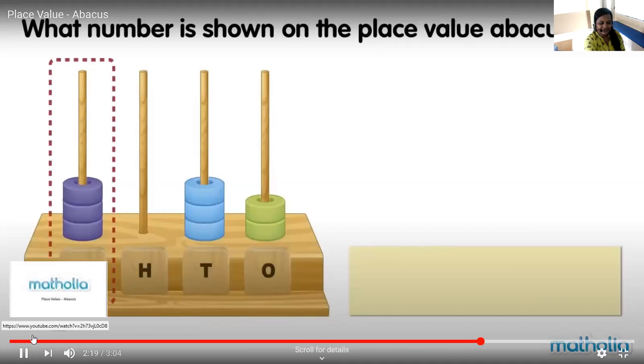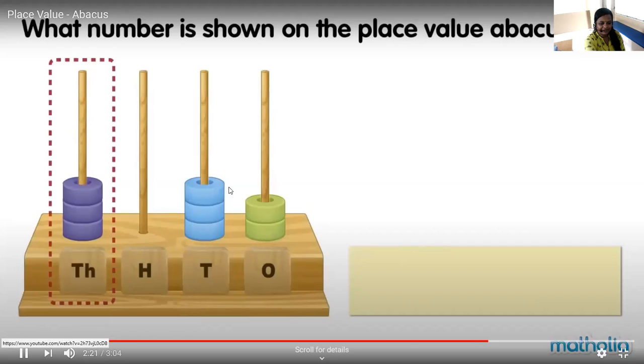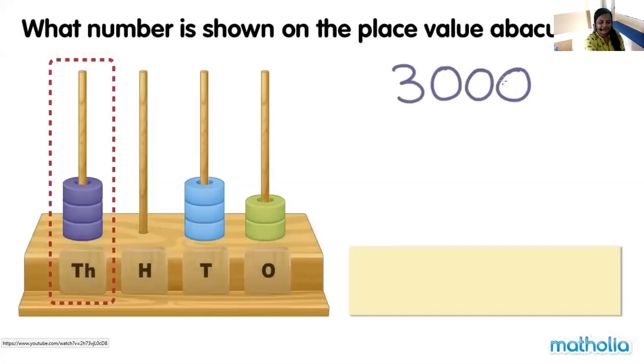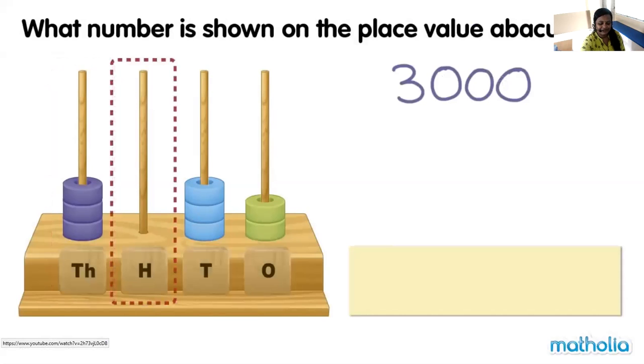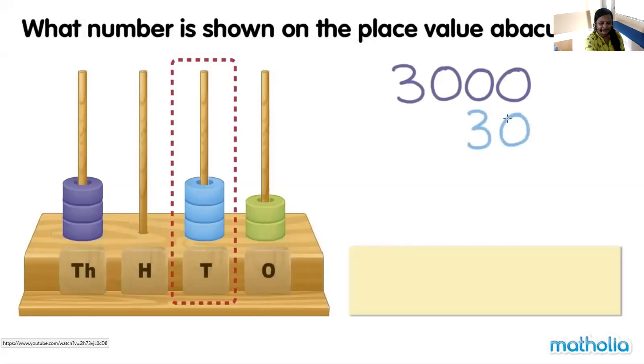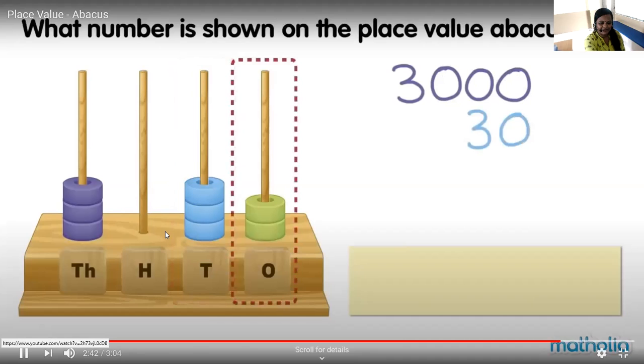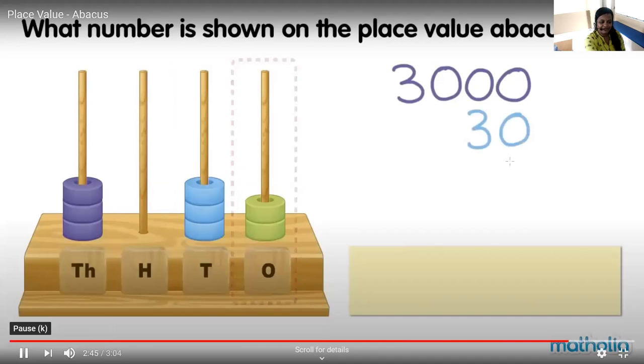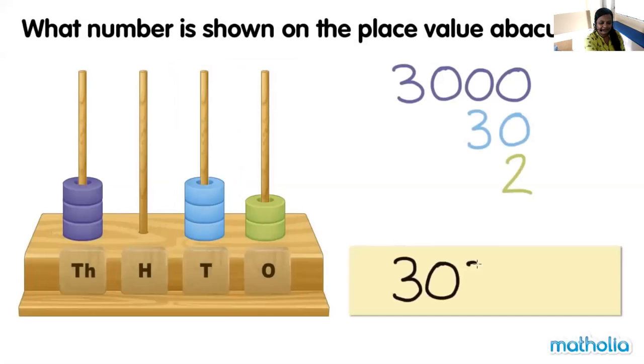In the thousands place there are 3 beads. The beads have a value of 3000. In the hundreds place there are no beads. The value is 0. In the tens place there are 3 beads. The value is 30. In the ones place there are 2 beads. The value is 2. The number shown in the place value abacus is 3032.